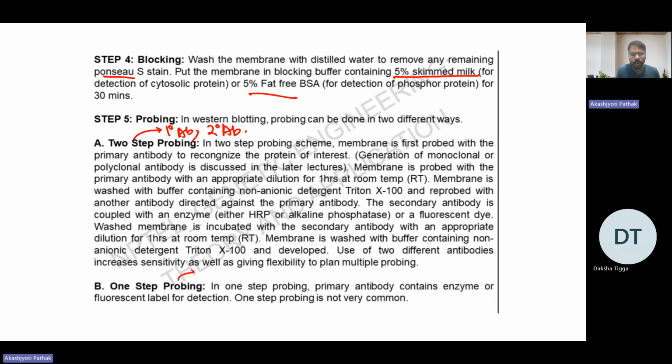But in one-step probing, what is done? Only the primary antibody, which is conjugated with an enzyme, is added. But this one-step probing is usually not done. Two-step probing is done because one-step probing can give you non-specific bands, and the resolution is not very good. With two-step probing, the specificity increases.